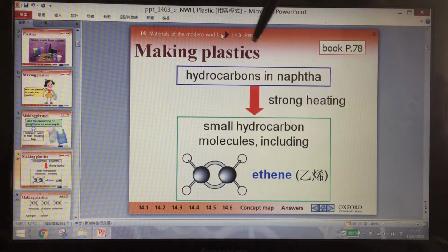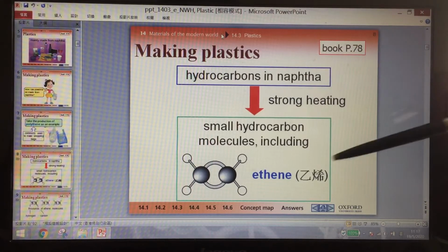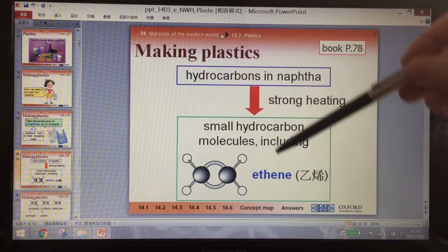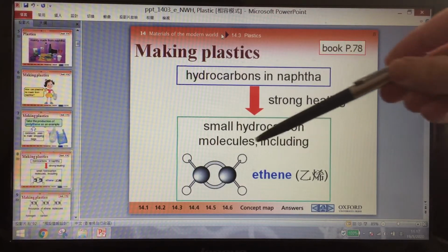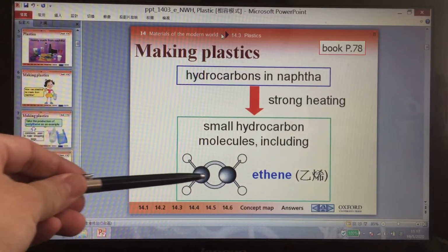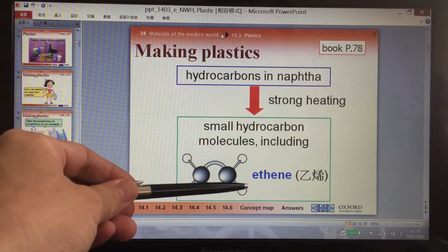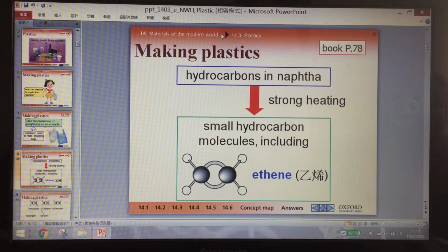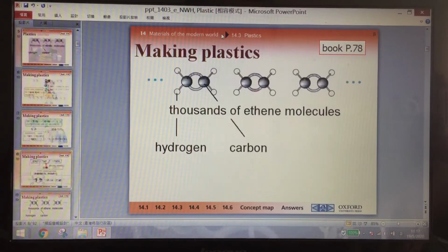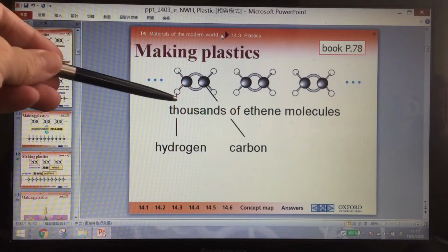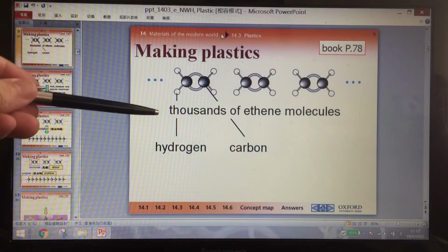At first, there are hydrocarbons in naphtha. One example is ethene. This is a small hydrocarbon molecule, very small. You can see just 2 carbon atoms and 4 hydrogen atoms combined together, and then we have ethene. And now we have thousands of ethene molecules, a lot of ethene molecules.